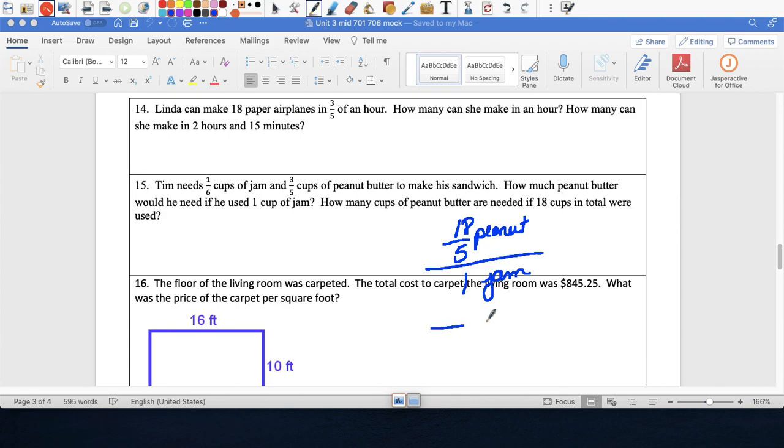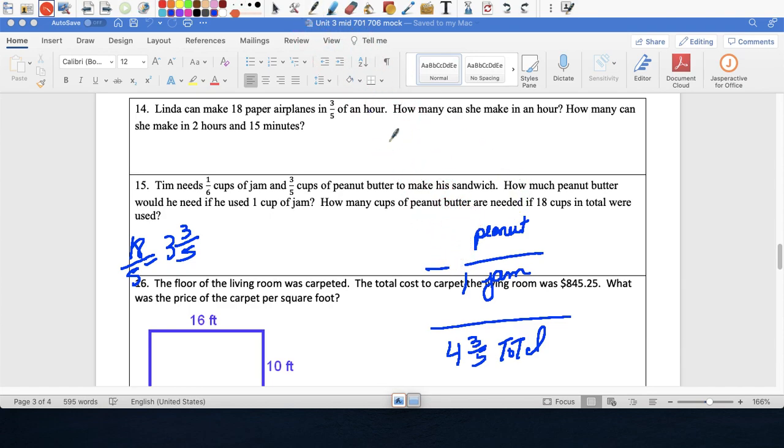So that means that currently the total amount in 18 over 5 is the same thing as 3 3/5. So the total amount, cups-wise, is 4 3/5. That's what we have. So every time you use, maybe I should change this 18 over 5 to 3 3/5. Probably easier for you to see it. There we go. Right? So if you use 3 3/5 cups of peanuts, you're going to need 1 cup of jam. So the total number of cups we use right now is 4 3/5.